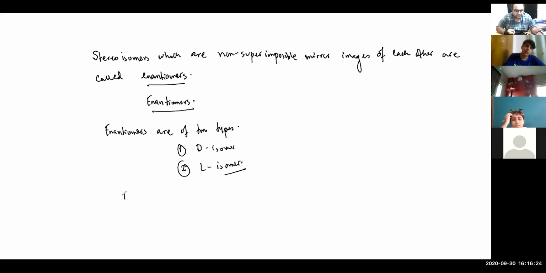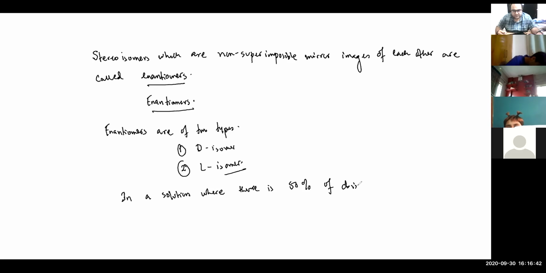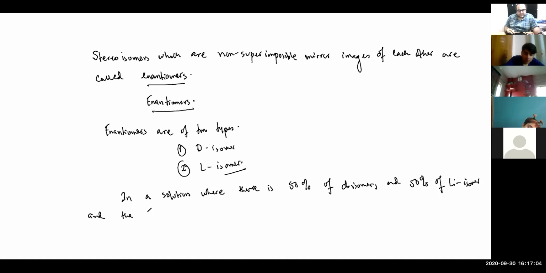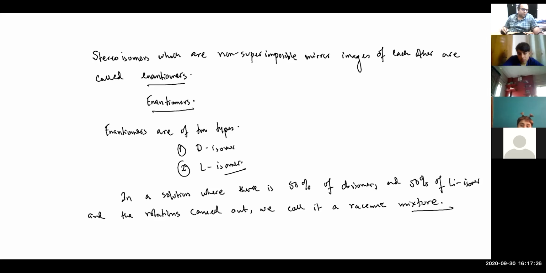So in a solution where there is 50% of D isomer and 50% of L isomer, the rotations cancel out. We call it a racemic mixture.